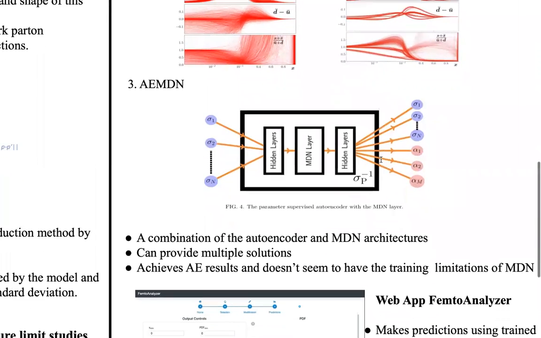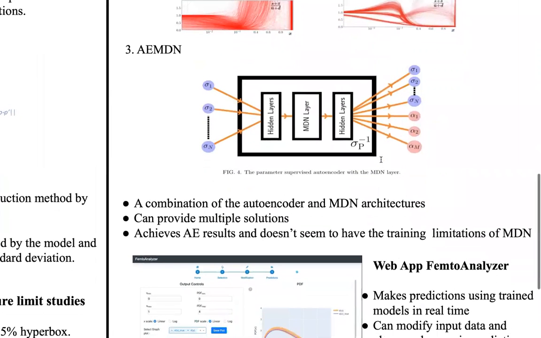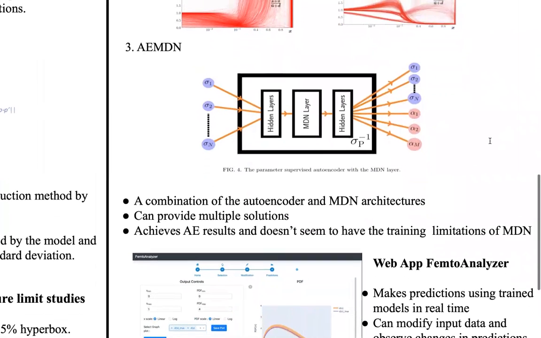In order to combine high accuracy and multiple solutions, we then come up with our third model, which is the AE-MDN. In the AE-MDN, the latent space of the autoencoder now becomes an MDN latent. This combination allows us to have a high accuracy solution, but also provide multiple solution space. This model is the model we will be using going forward to achieve a chi-squared of 1.49 for the full hyperbox and full parameter space.